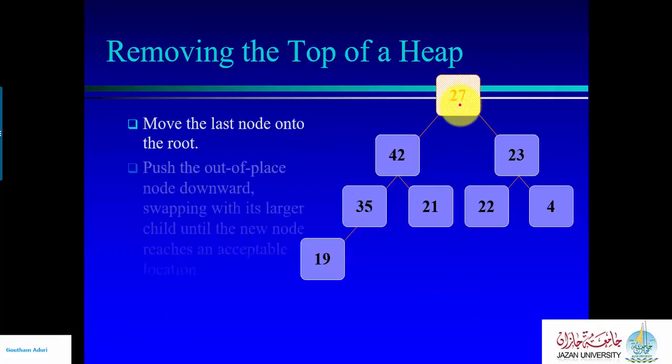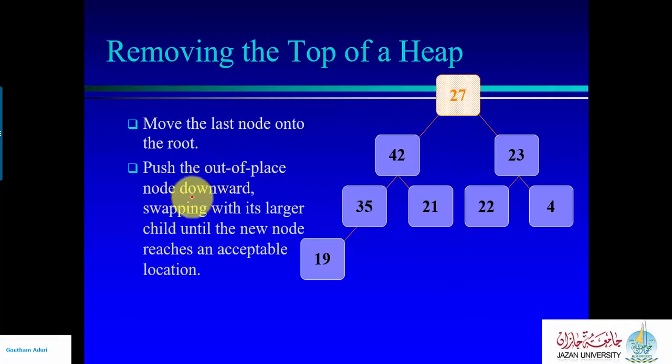And then 27 will go down. Push the out of place node downward, swapping with its larger child until the new node reaches an acceptable location. So we should compare and make sure that it satisfies the heap order property. So 27 is being replaced by 42. Here 35 should be replaced with 27, because in the heap order property the parent should be greater. So 35 is good, 23 is good, 42 is good. So this is a heap. We are just going down, that's why it's called percolate down.